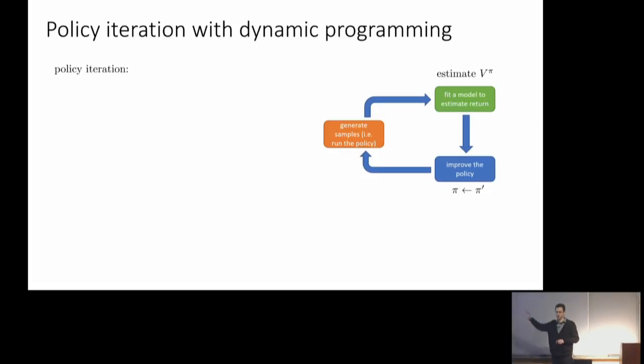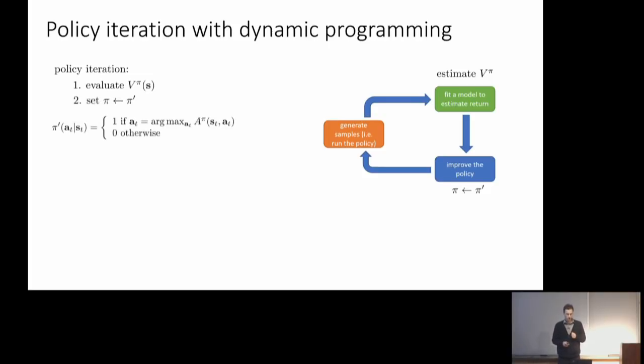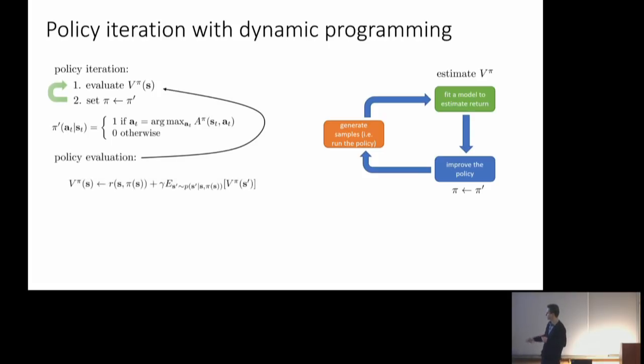So we can do policy iteration with dynamic programming. It's very simple. Step 1, evaluate v pi. Step 2, set pi to be pi prime. Pi prime is this equation that we saw before. And the evaluation, step 1, is just done by repeatedly applying this equation. So you just apply it over and over again, and eventually it converges to v pi, and then you can go to step 2 and set pi to be pi prime. Does anyone have any questions about this dynamic programming algorithm? Okay.